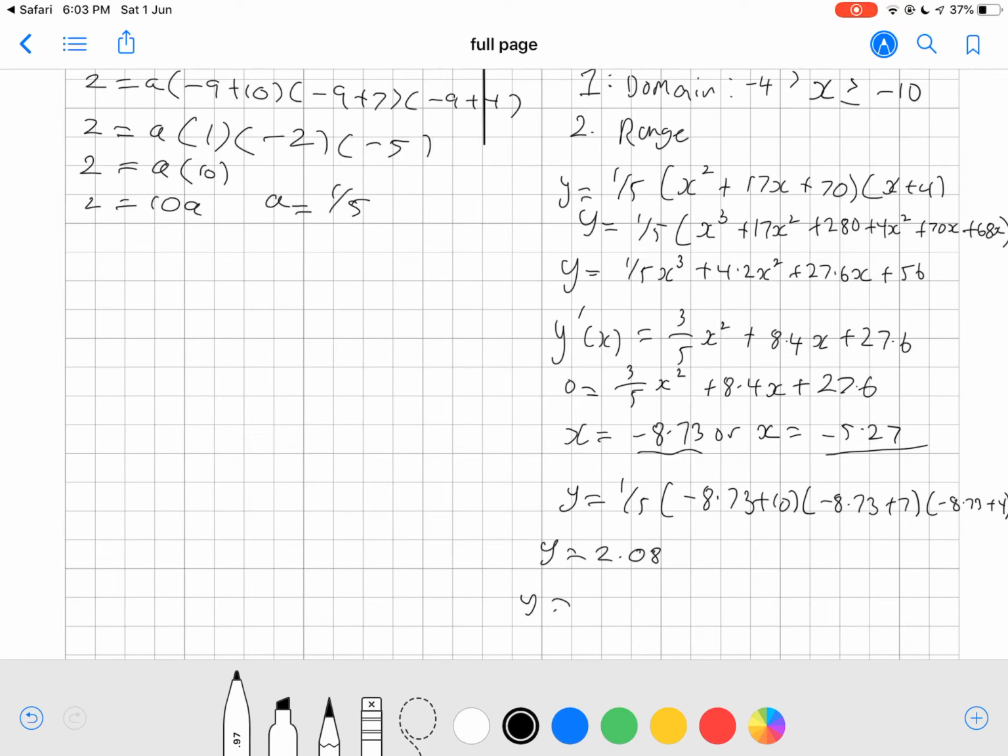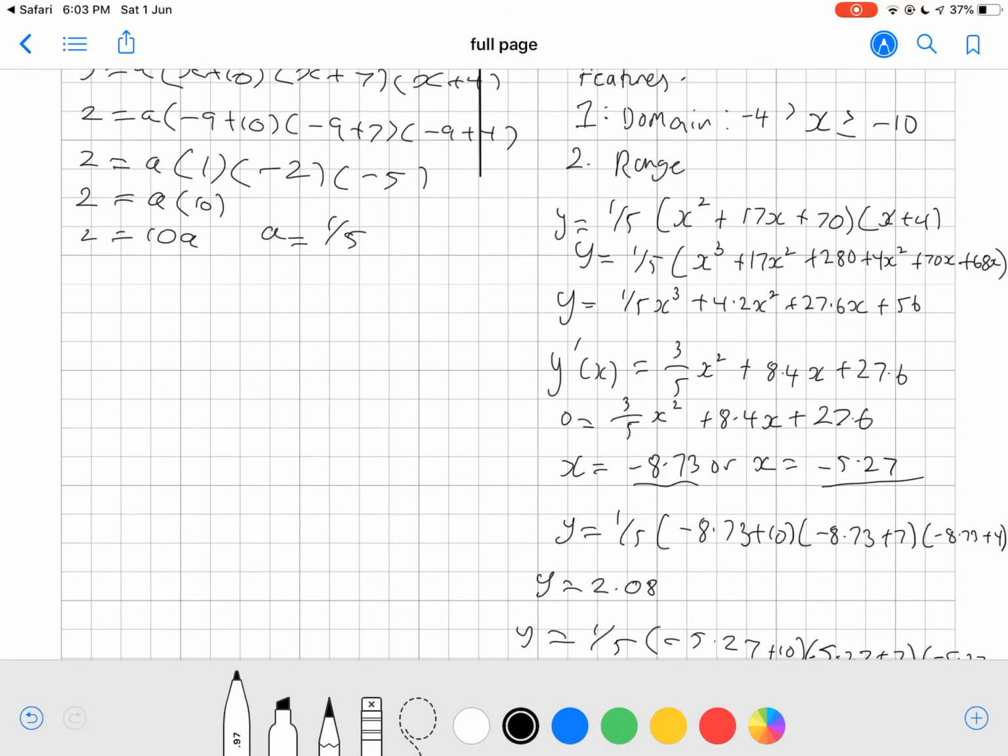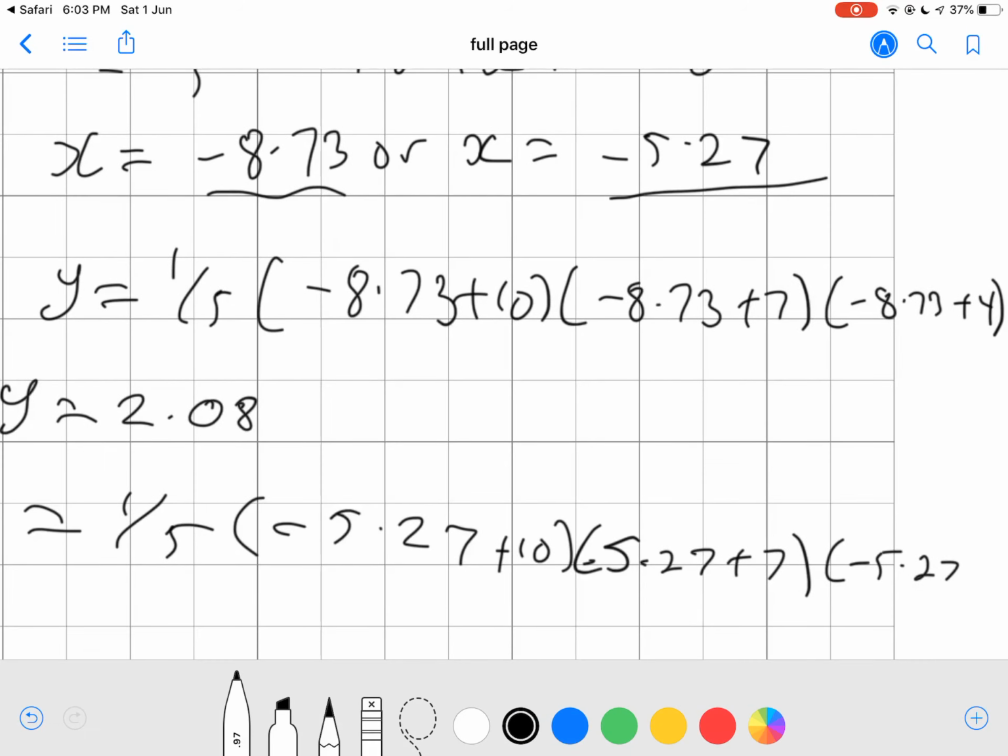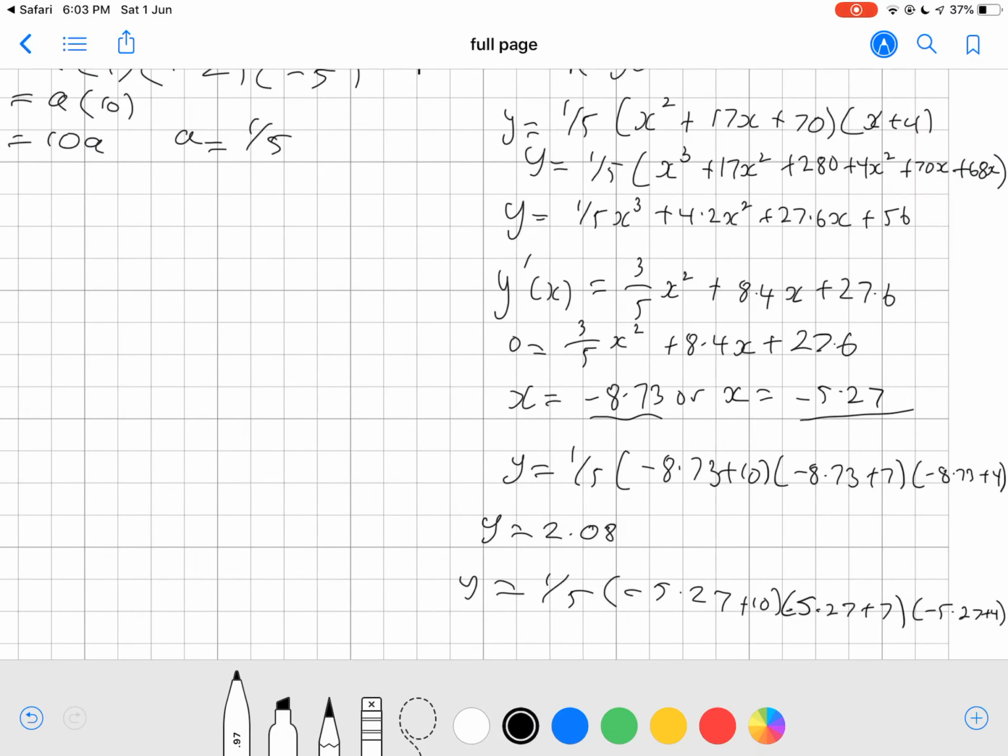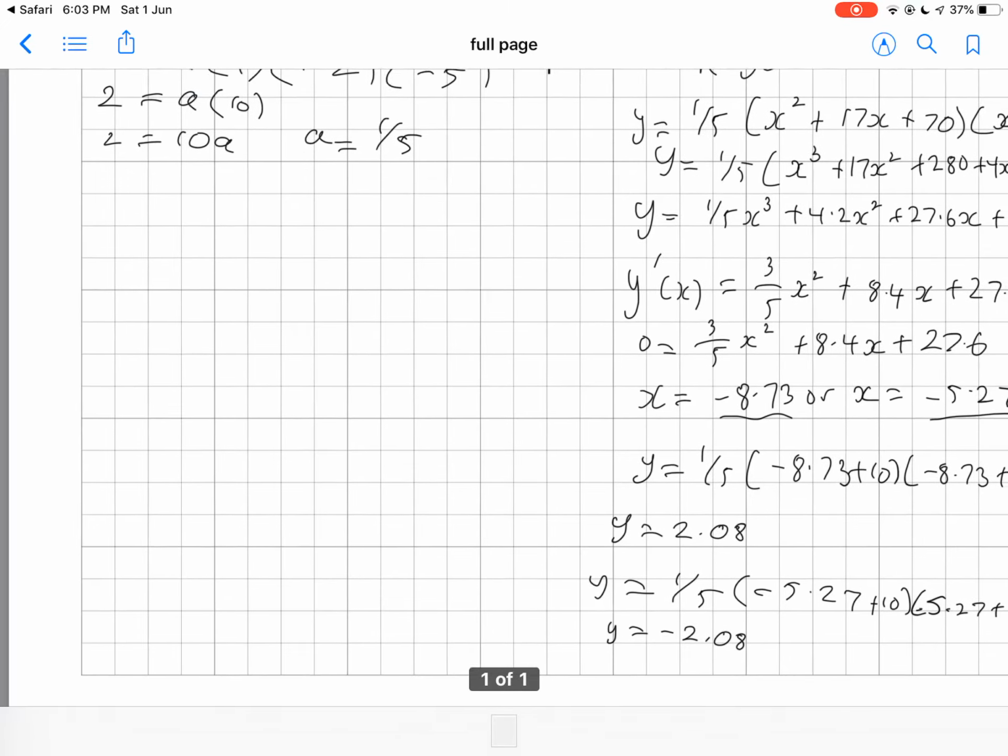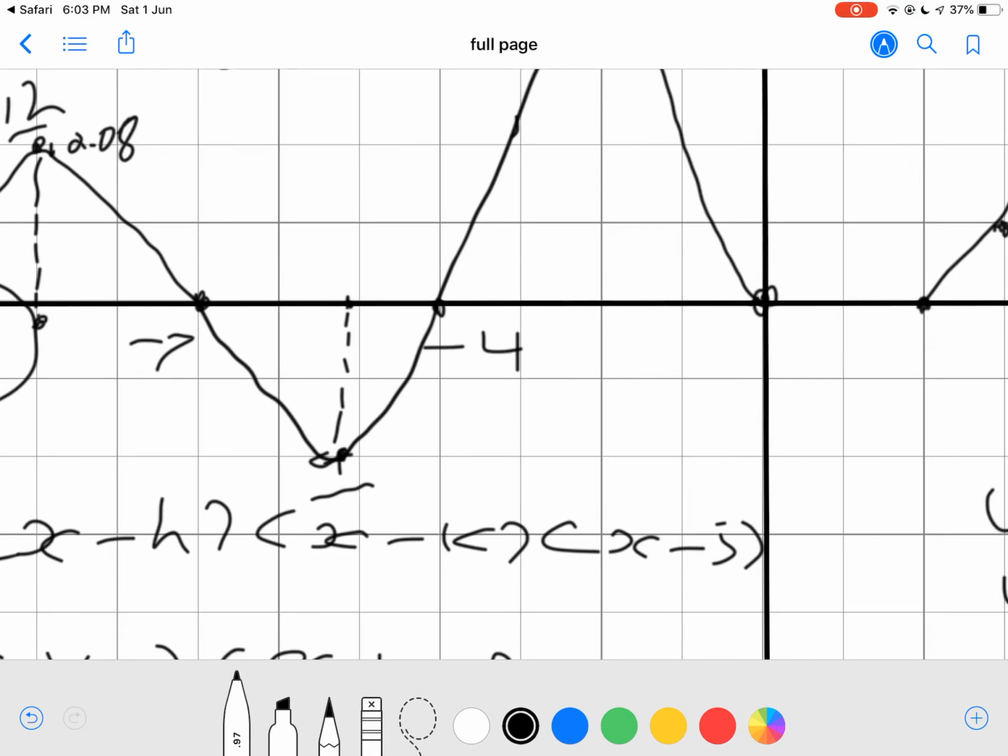Now we're going to substitute negative 5.27. So we'll say y equals 1/5, negative 5.27 plus 10 multiplied by negative 5.27 plus 7 multiplied by negative 5.27 plus 4. If you plug that into a calculator, just try right now, you should get y equals negative 2.08. And therefore, this point right here is negative 2.08.